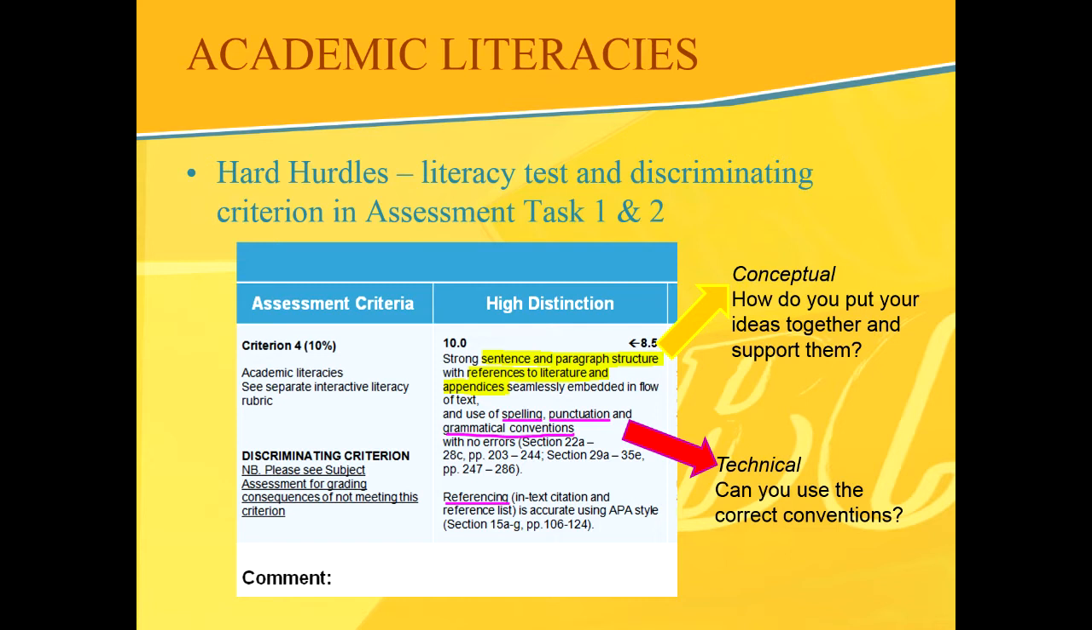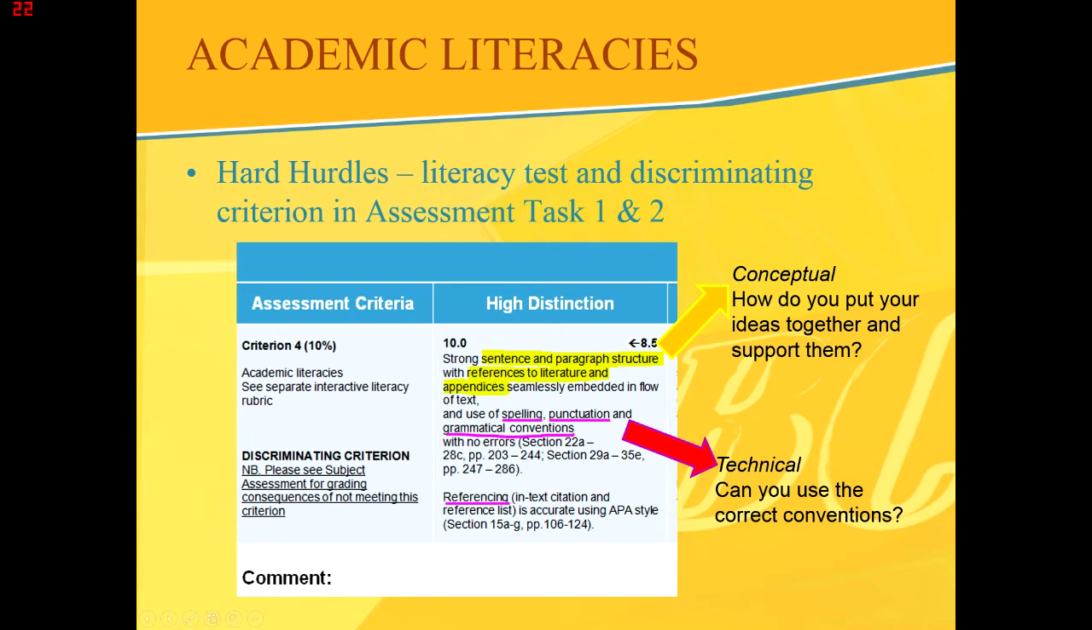Now, to become really good in a university and within any academic area, you need to be able to demonstrate your critical thinking through your writing. So that's why it's such a crucial area for you to understand. On this template here, which is what you'll see on a criteria sheet, to achieve a high distinction, you need to demonstrate strong sentence and paragraph structure with references to literature and appendices.